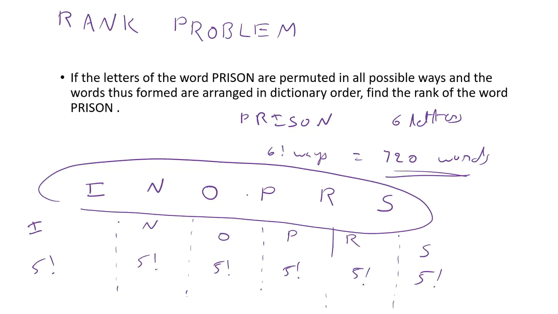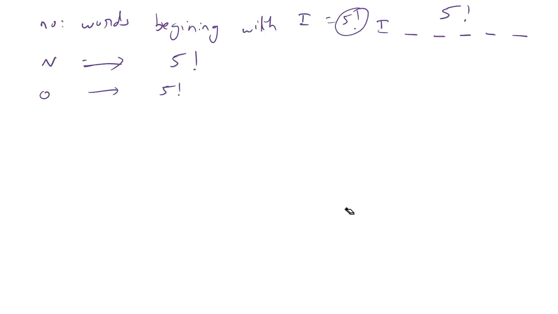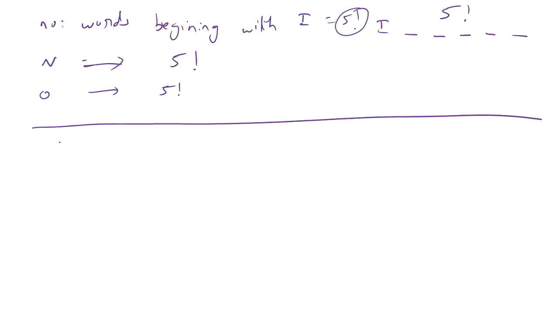So here also the rank of the word prison is not going to be in the first 5 factorial, the second 5 factorial and the third 5 factorial. So it will be in the fourth 5 factorial. So it will be in the page which begins with P. Now we'll further divide the page which begins with P. I am dividing the page which contains P.